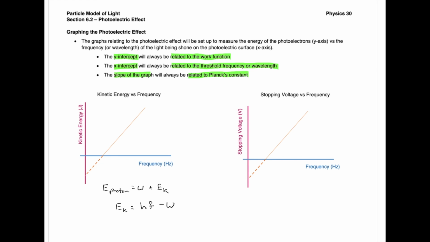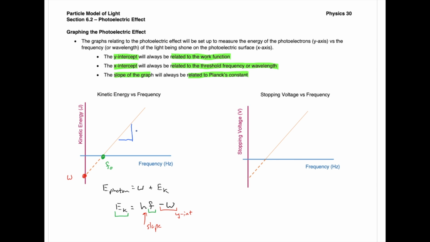And so what we see when we look at our different pieces is on my y-axis I have this EK. My x-axis is this frequency, so anything multiplied by that x-axis has to be the slope. That's why this h value is the slope of the graph, and then anything added or subtracted to that term has to be your y-intercept. So down here we have our y-intercept, which will be just equal to the work function in this case. We have our threshold frequency, which will be the x-intercept showing up over here. And then the slope of the graph will be just equal to Planck's constant in this case.